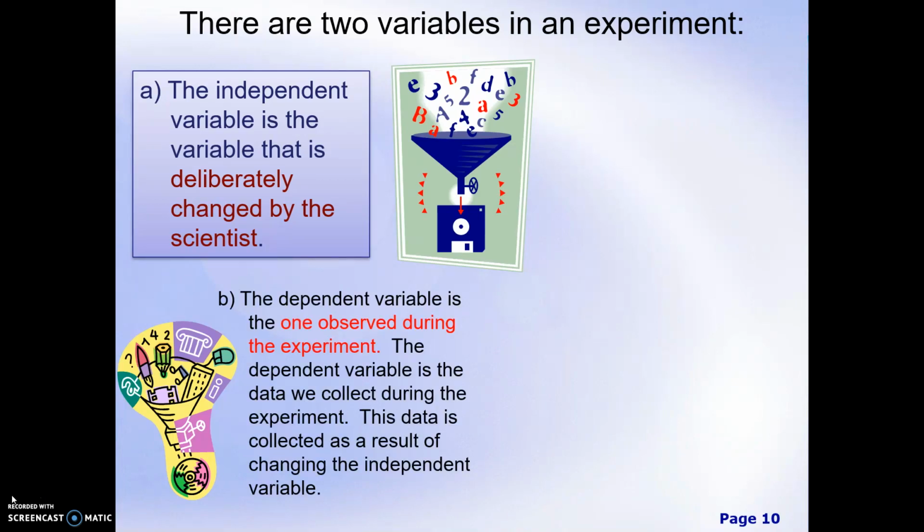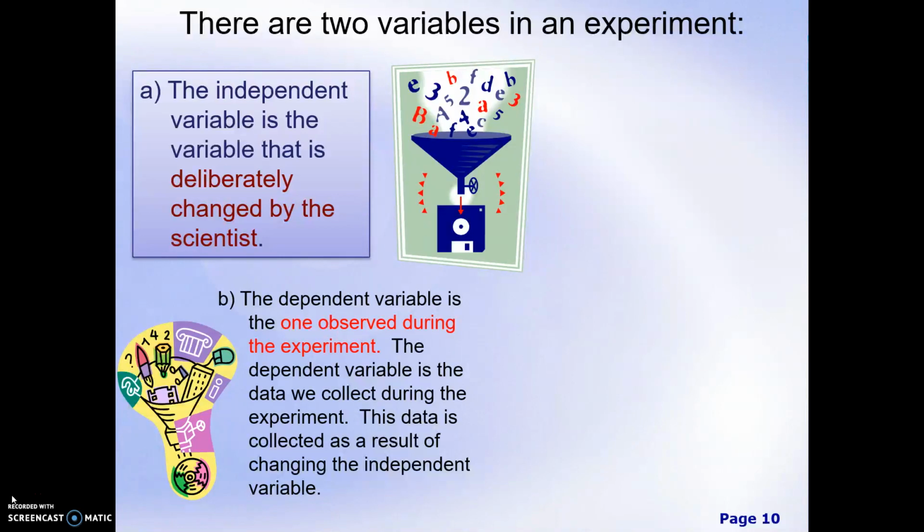So this is the one that we want to see change. The dependent variable is the one that you observe during the experiment. So the dependent variable is the data that we collect. And the best way to remember this is that the independent variable is the thing that we change. So in the case of the plant, it's going to be the amount of sunlight we would give the plant. That's the independent variable. That's going to change by us as the scientists.